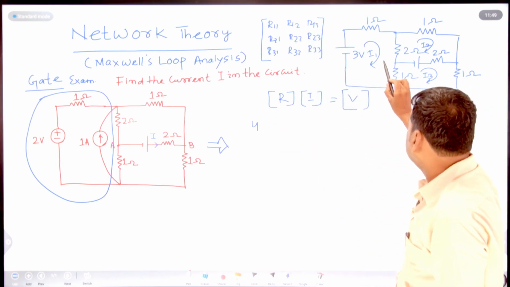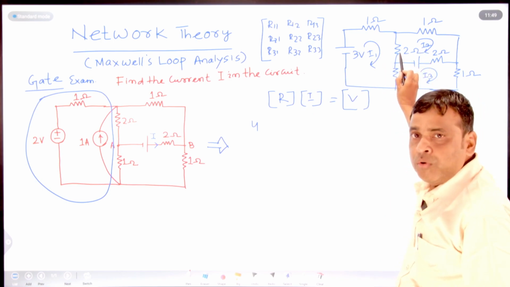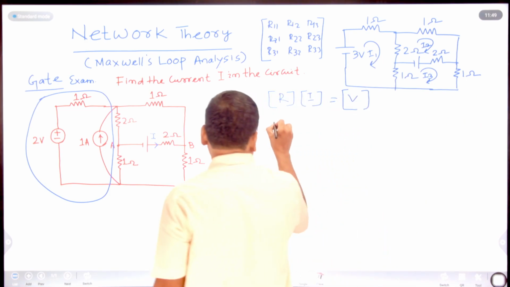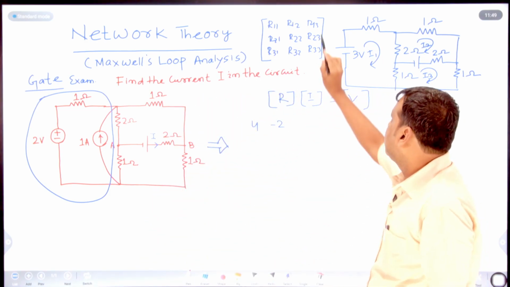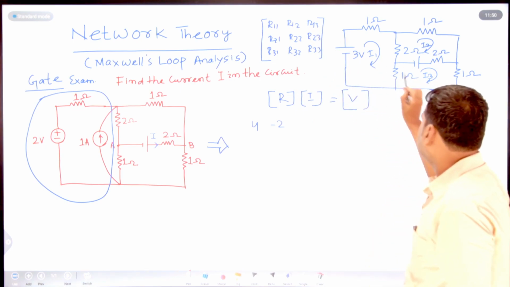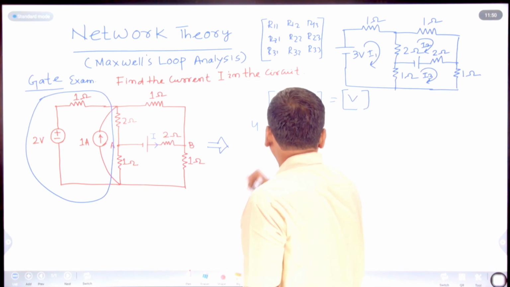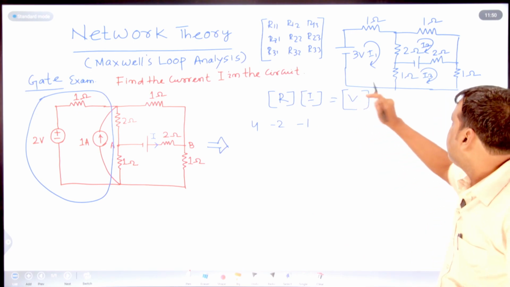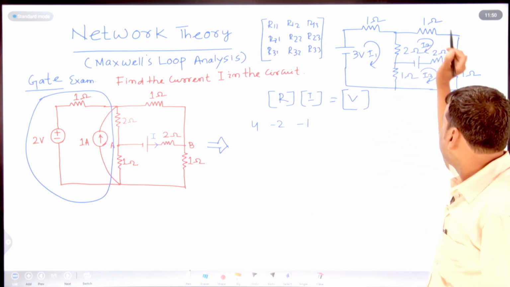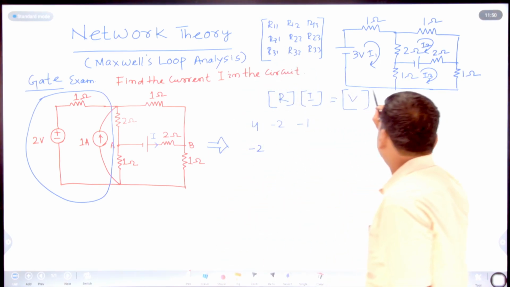R12, the resistance common between loops 1 and 2. In 1 and 2, this resistance is common, the 2 ohm resistor, and put the minus sign, that is minus 2. R12. Then R13, the resistance common between 1 and 3. 1 and 3 common, that is your 1 ohm, so put the minus sign, minus 1. Then come to R21. 1 to 2 and 2 to 1 are the same, 2 ohm resistance. Put the minus sign, minus 2. Then R22.